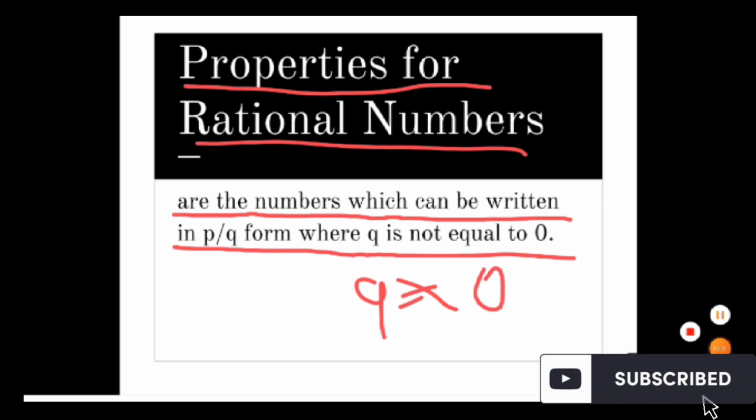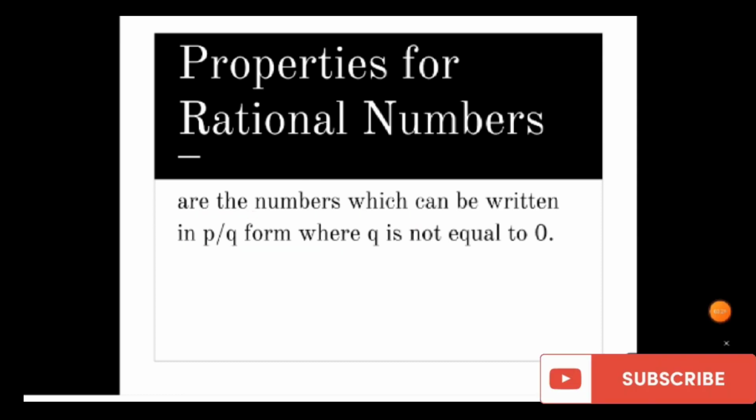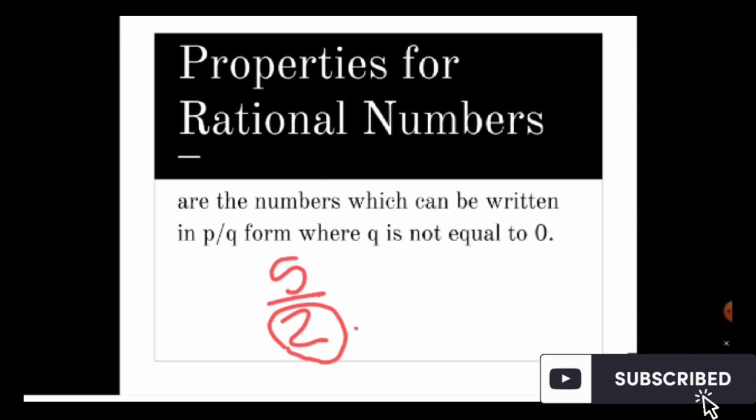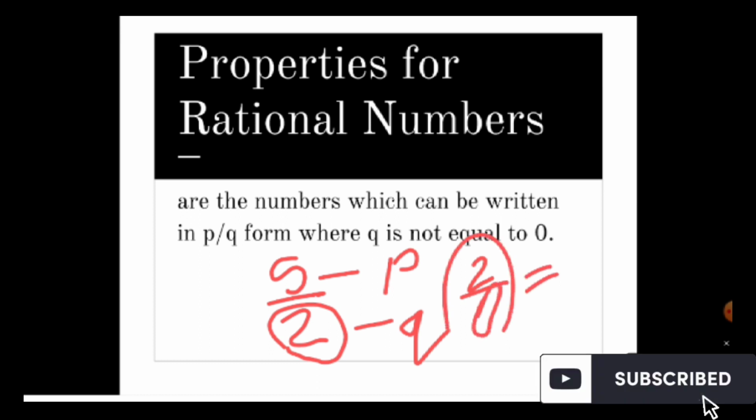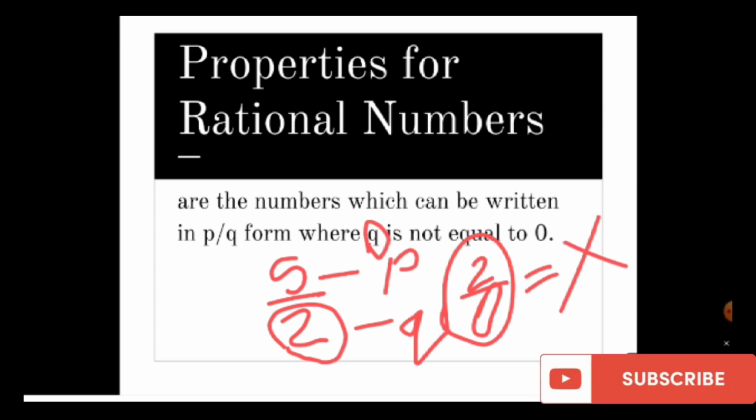Let me tell you. Suppose we take 5 by 2 as an example. It is in p by q form. So here q is 2 and p is 5. But in the number 2 by 0, q is 0 and the answer to this is not defined. So that's why q is not equal to 0.